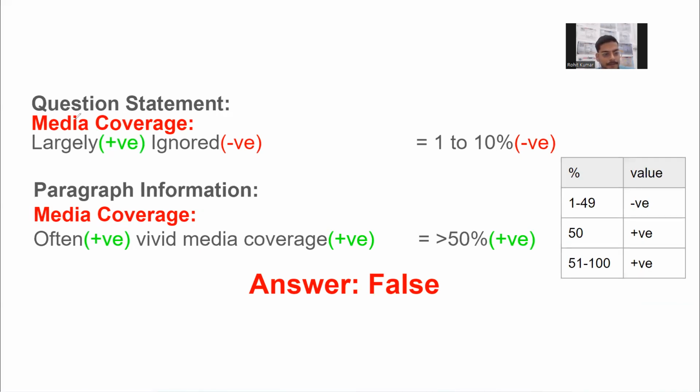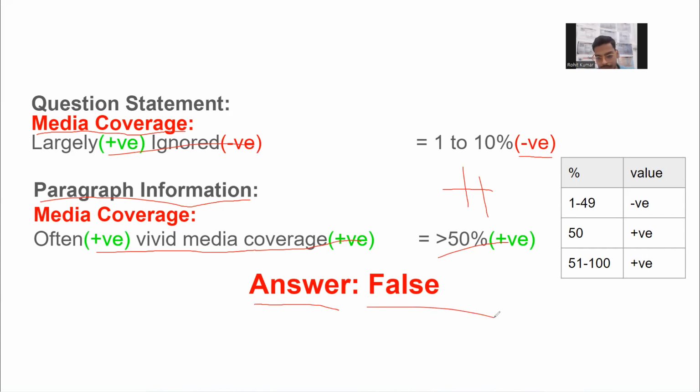Let's see the question. The question statement said, media coverage is largely ignored. That means media coverage was very less. Media coverage was negative as per them. That means it was less than 50%. Whereas the paragraph stated opposite information. Paragraph said, the media coverage is instead often vivid. That means it is positive and more than 50%. Now, we can find that both of these statements do not match. And in fact, the question statement is opposite of the information given in the paragraph. We can conclude that the answer is false.